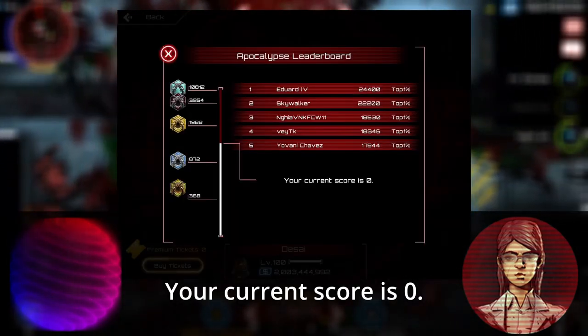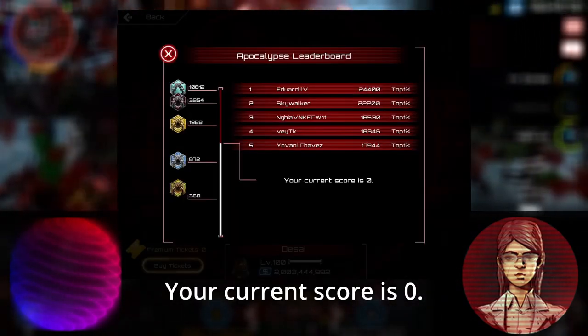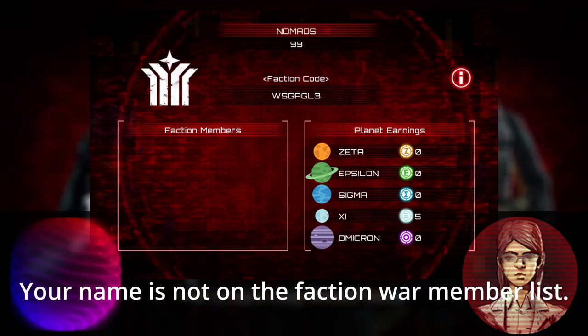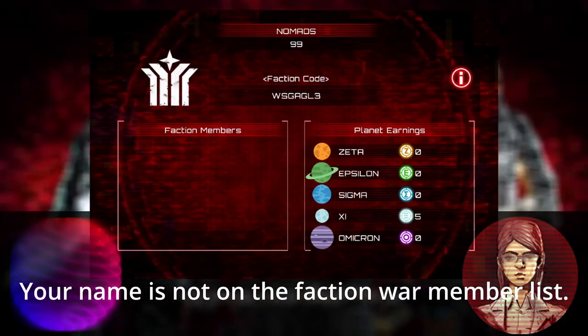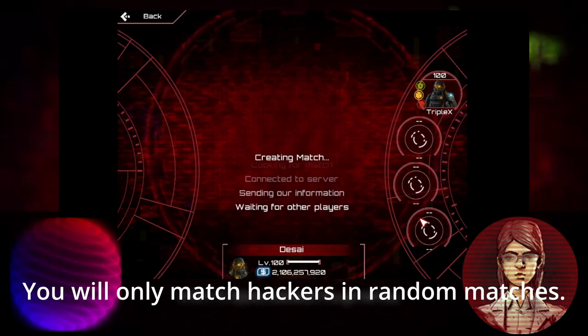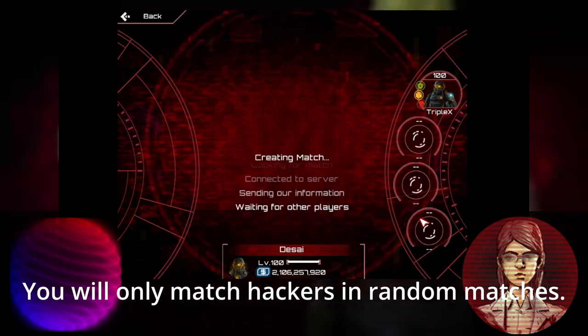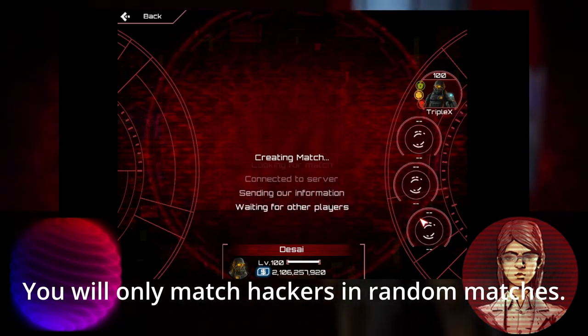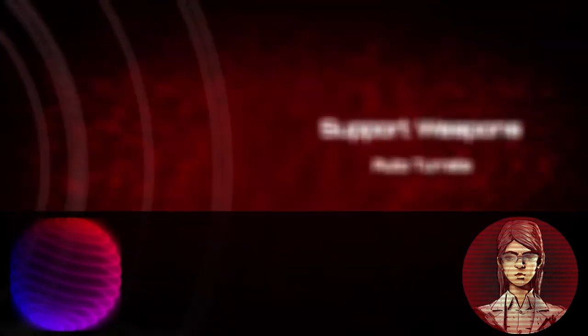That's not cheery. So what happens when your account gets flagged? You don't get points for playing events anymore. And your name will no longer appear on the faction war members list. Also, when you try to play multiplayer mode, you will only be matched with players who have been flagged as hacks. That would make SAS4 less enjoyable.